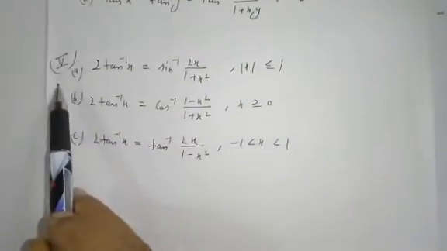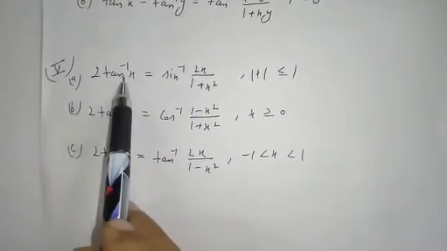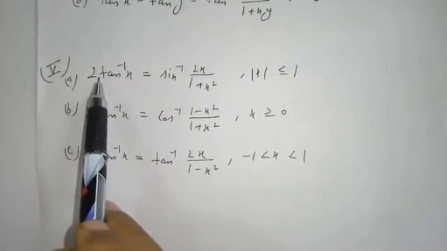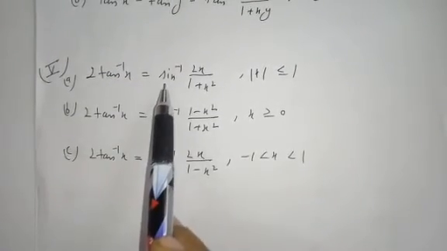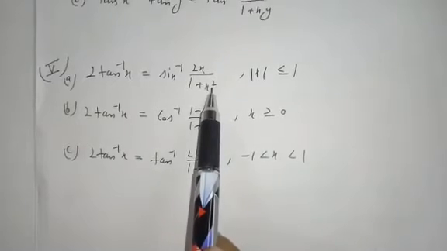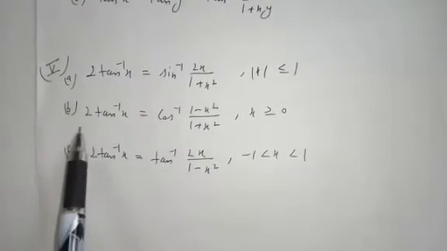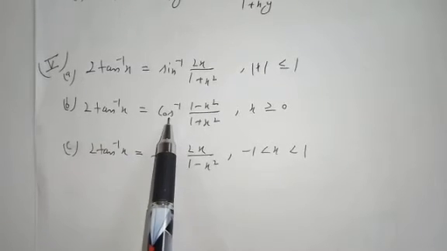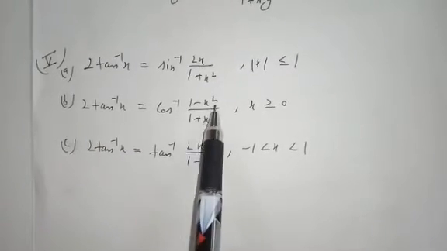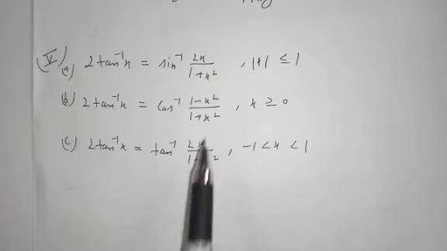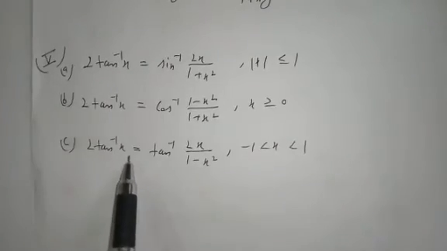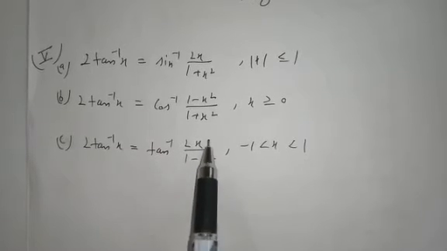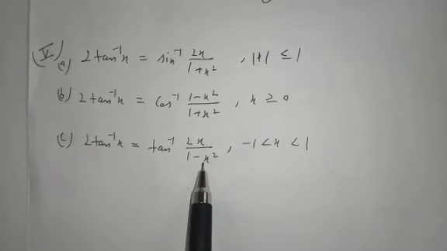Now fifth property: 2 tan inverse x. If we want to change the trigonometric ratio in terms of sine, then we use sine inverse of 2x upon 1 plus x square. If you want to convert 2 tan inverse x into cos inverse, then it is cos inverse of 1 minus x square upon 1 plus x square. If you want to convert it only in terms of tan, then it is tan inverse of 2x upon 1 minus x square.